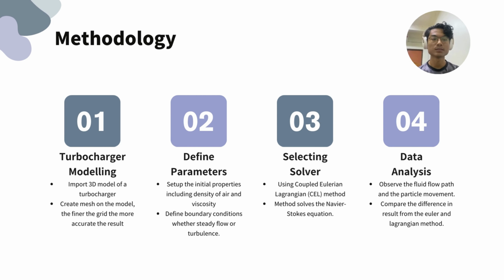Since we are trying to compare the Eulerian and Lagrange methods, we have chosen the coupled Eulerian Lagrange method. This method will solve the Navier-Stokes equation for the Eulerian part, and then the software will track the movement of particles, which solves the Lagrange method. Then we will do the data analysis. We will observe the fluid flow path and the particle movement, and from that we will compare the difference in the results from the Euler and Lagrange methods.